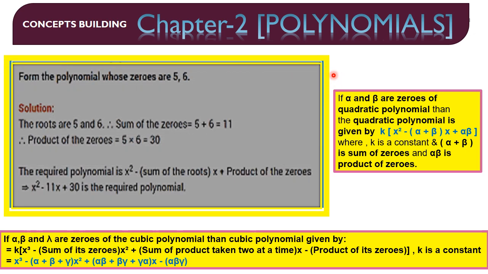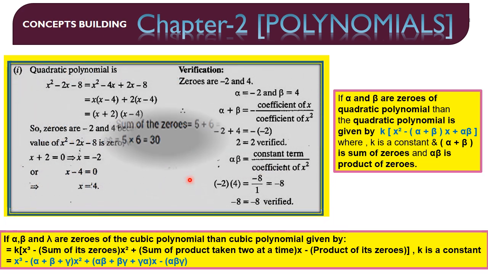So here you can see one example. In this example, we have to frame a quadratic polynomial whose zeros are 5 and 6. So for this, first of all, we need to find the sum of the zeros, which is 11, and the product of zeros, which is 30. Now the required polynomial is what? x square minus sum of the zeros into x plus product of zeros. Substitute the values, you will get x square minus 11x plus 30. As you know, roots and zeros mean the same, so as such no change.